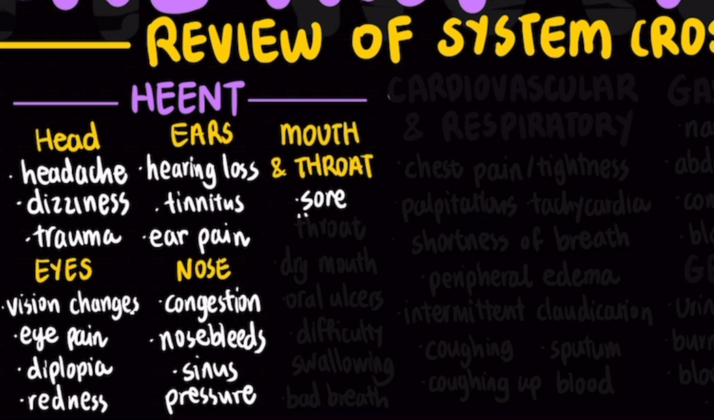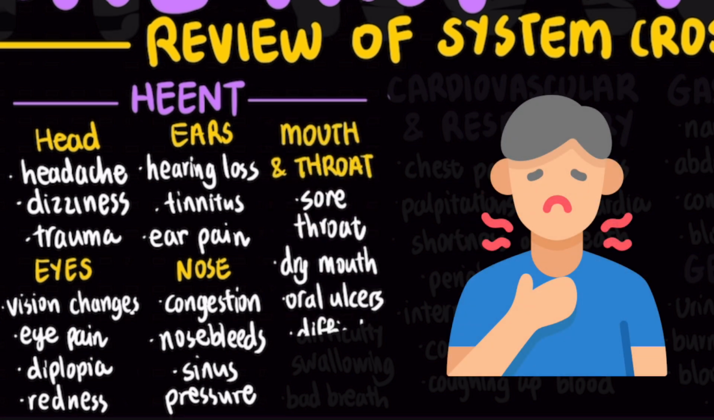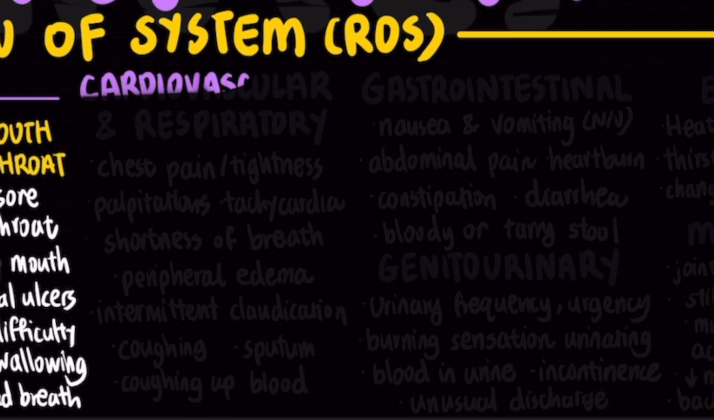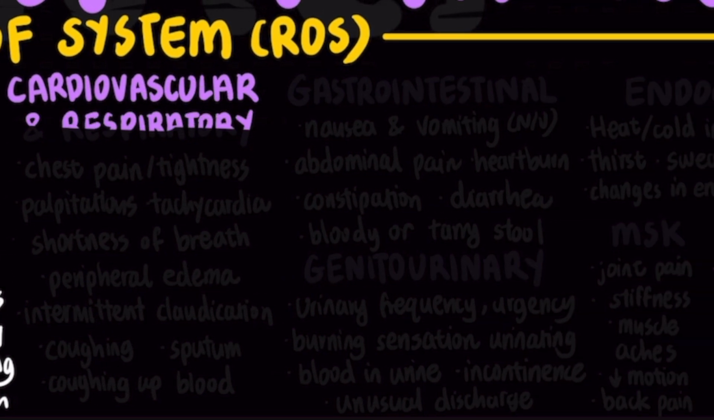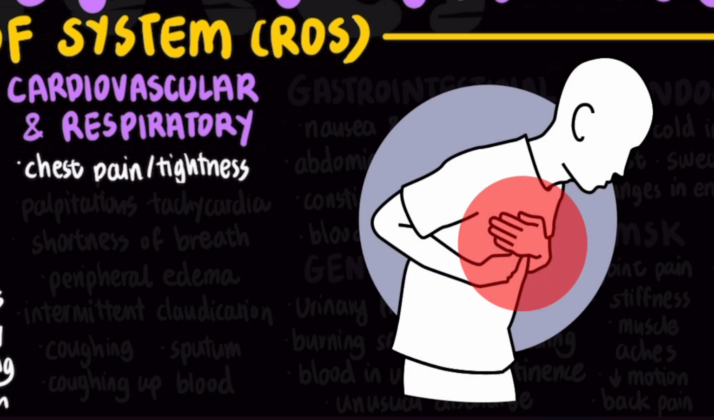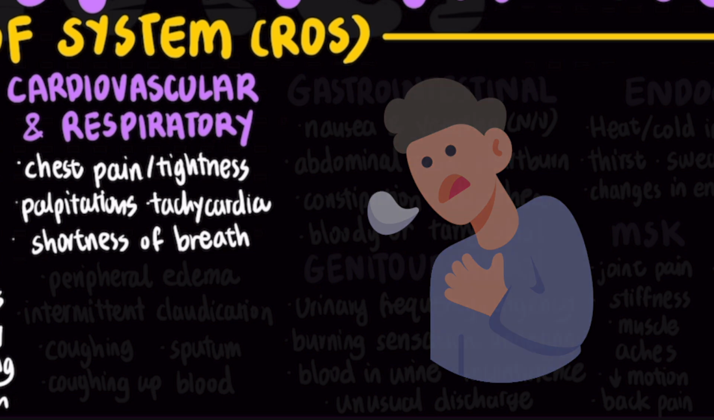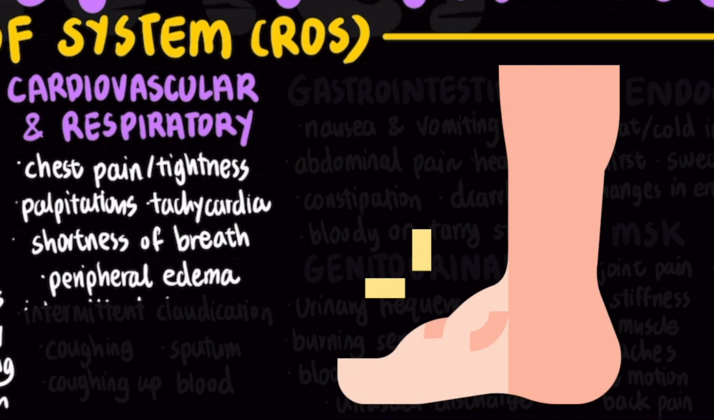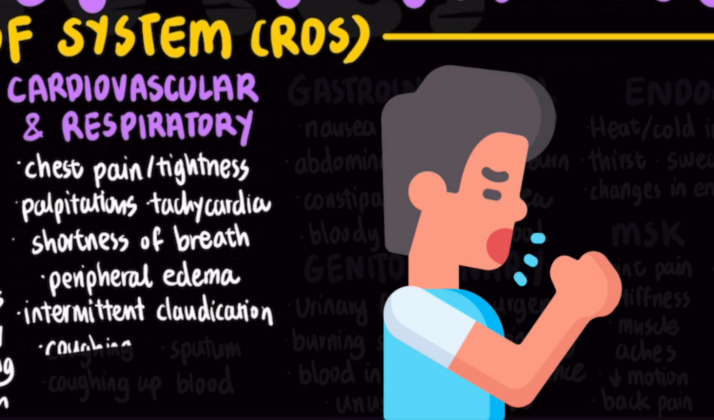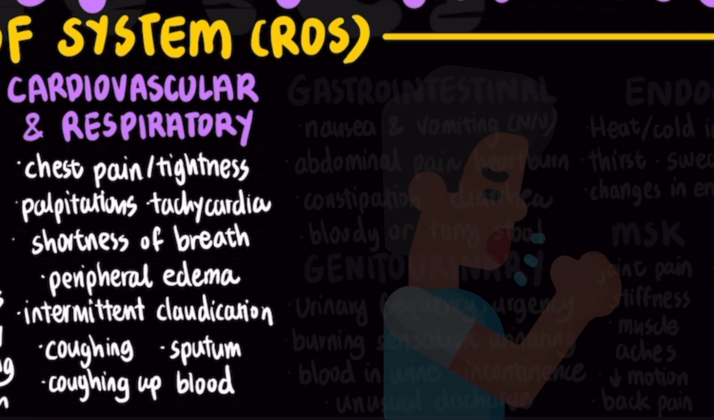Mouth and throat problems include sore throat, hoarseness, dry mouth, oral ulcers, difficulty swallowing, and bad breath. Cardiovascular and respiratory symptoms include chest pain or tightness, palpitations, tachycardia, shortness of breath, peripheral edema, intermittent claudication, coughing, sputum production, and coughing up blood.